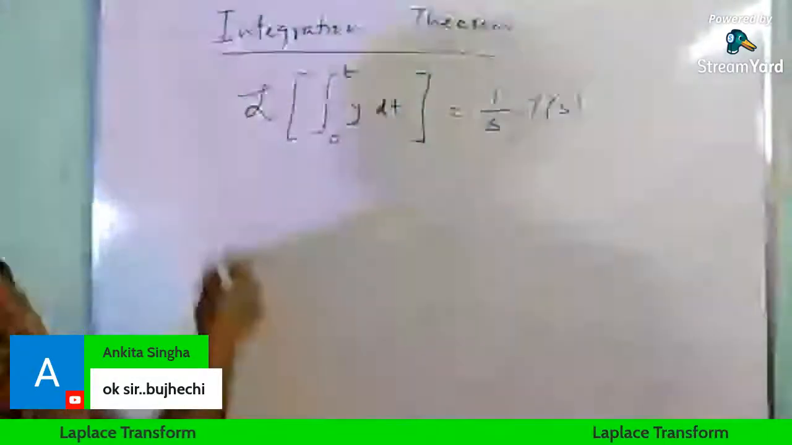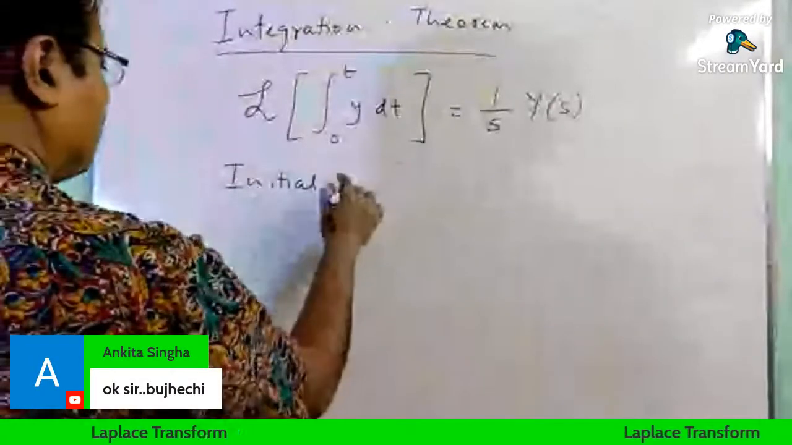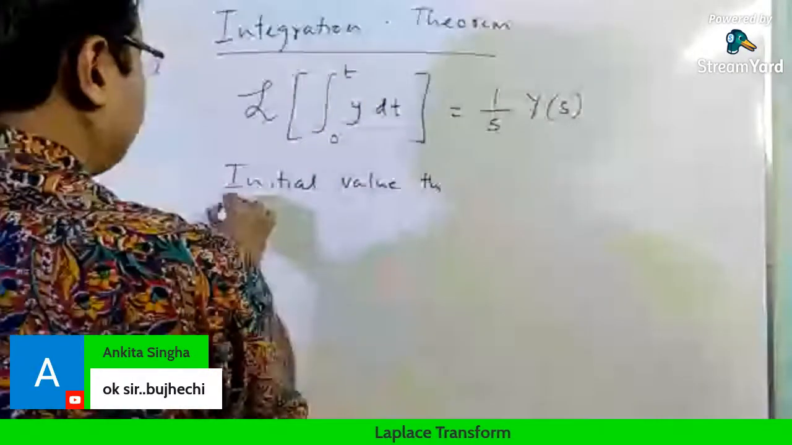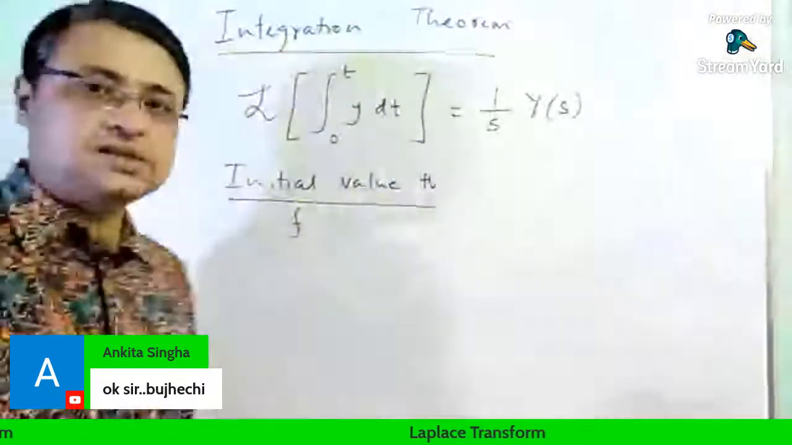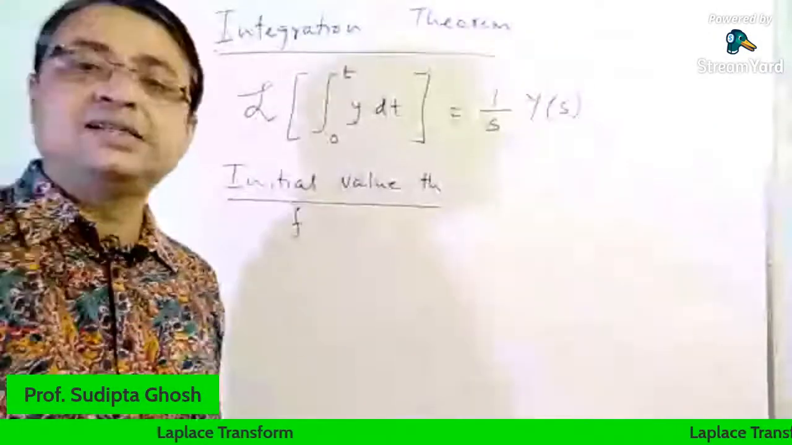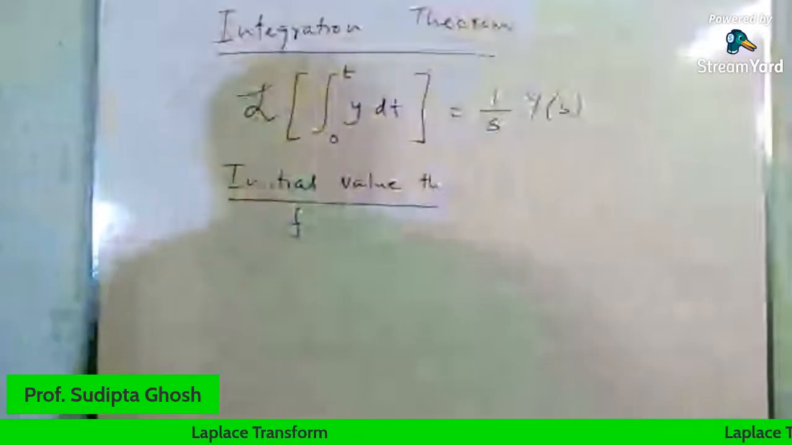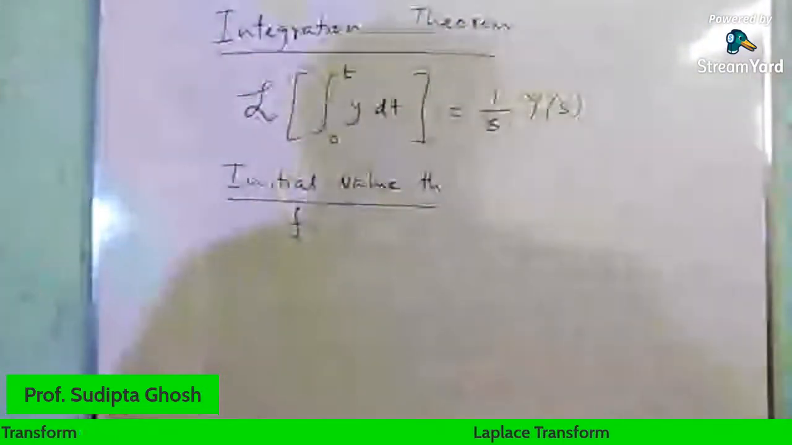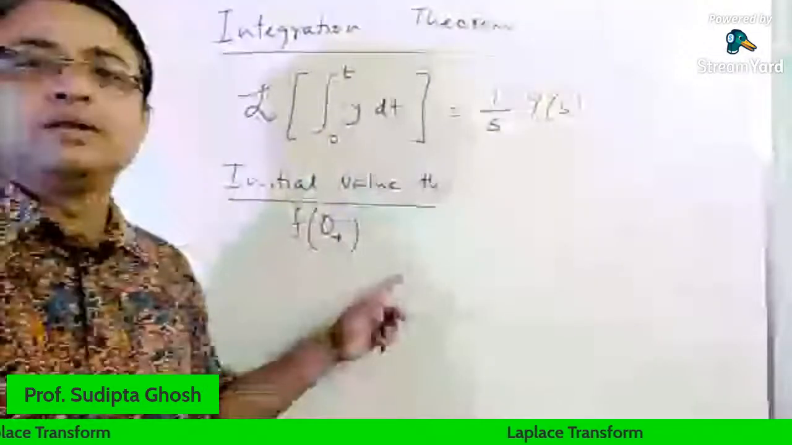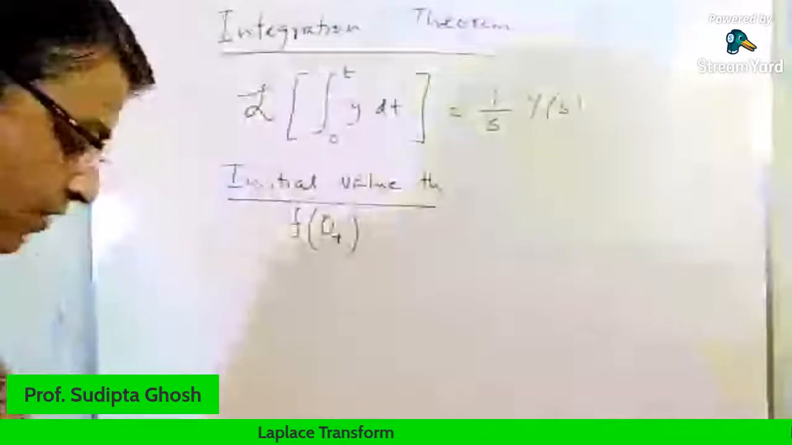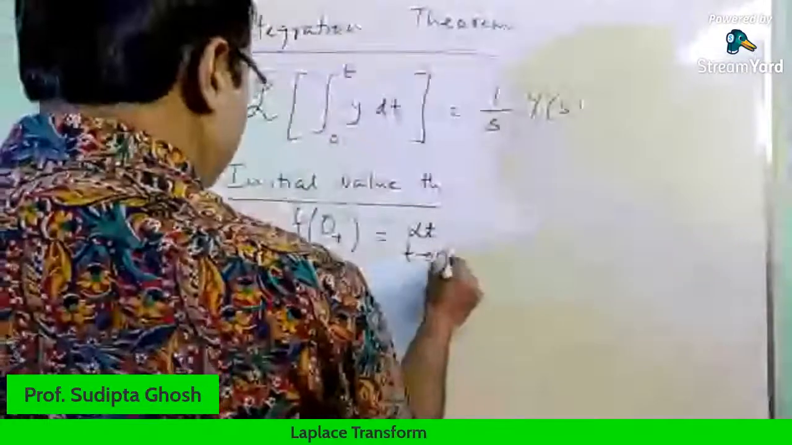The one is the initial value theorem. This theorem tells us that if f(t) and its first derivative, that is f prime (t), are Laplace transformable, then f of 0 plus, here I am putting 0 plus, f of 0 plus is actually the limit as t tends to 0 plus of f of t.